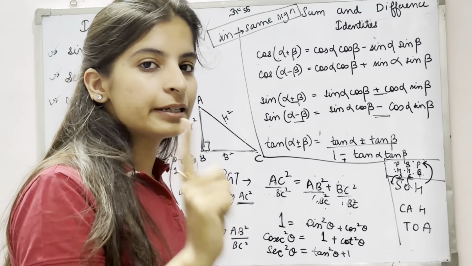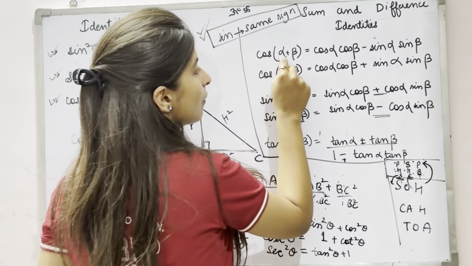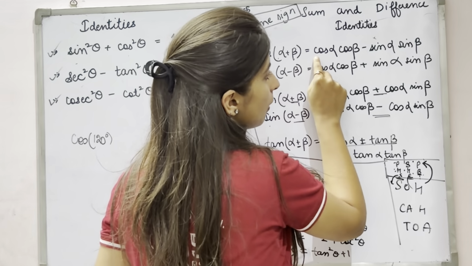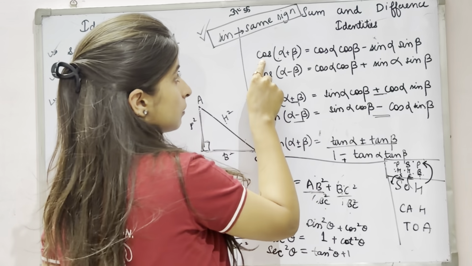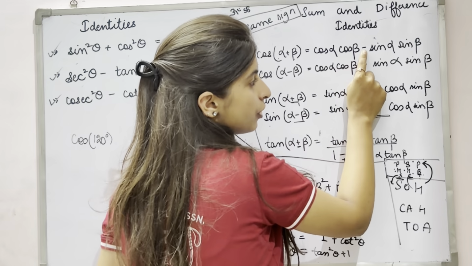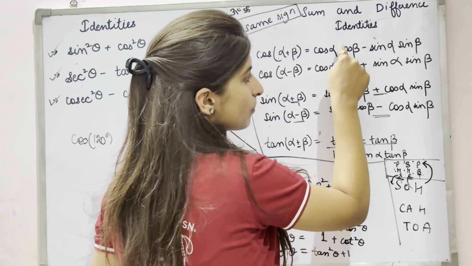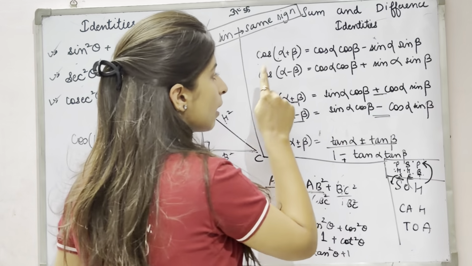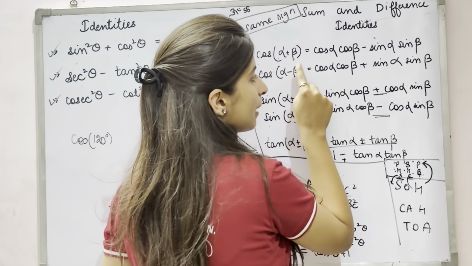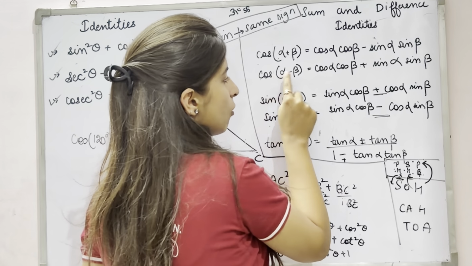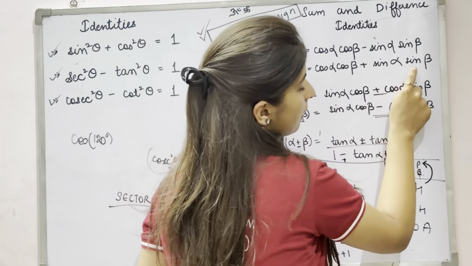Let's just read it properly. Cos alpha plus beta: cos alpha cos beta. This is cos, so the sign will get changed. Then cos alpha cos beta minus sin alpha sin beta. Cos alpha minus beta: the sign will be reversed. Cos alpha cos beta plus sin alpha sin beta.